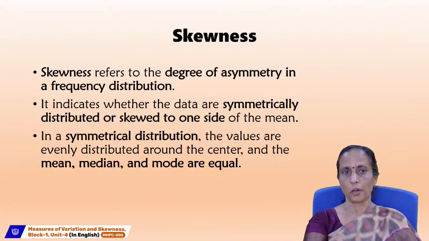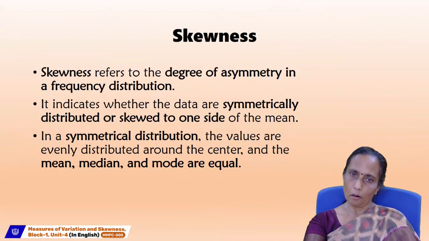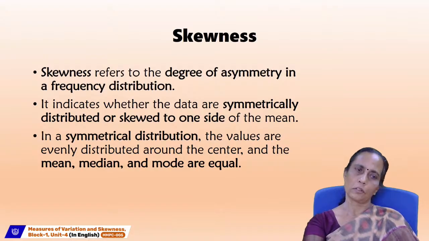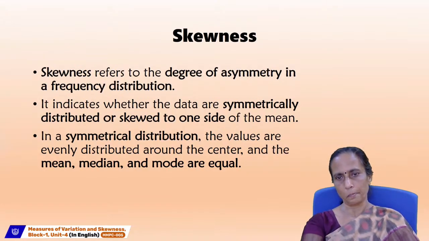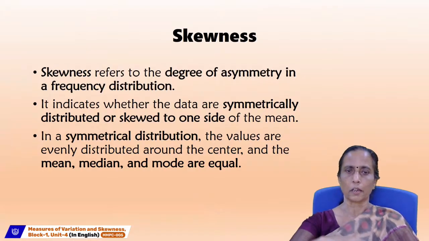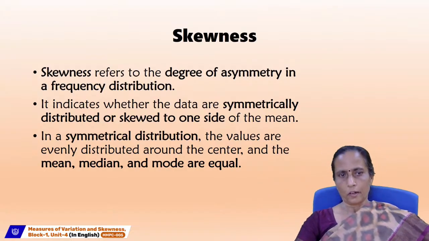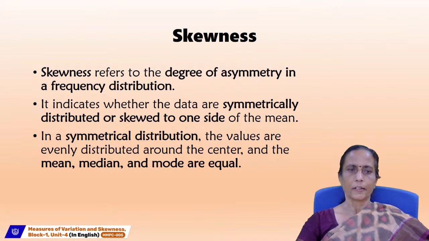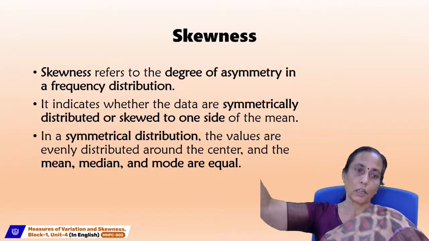Next is skewness. By skewness, I mean the degree of asymmetry in a frequency distribution. It indicates whether the data are symmetrically distributed or skewed to one side of the mean. That means if you take the graph of the distribution, whether the tail is larger towards the right or larger towards the left. Depending upon that, you may say that your distribution is skewed.